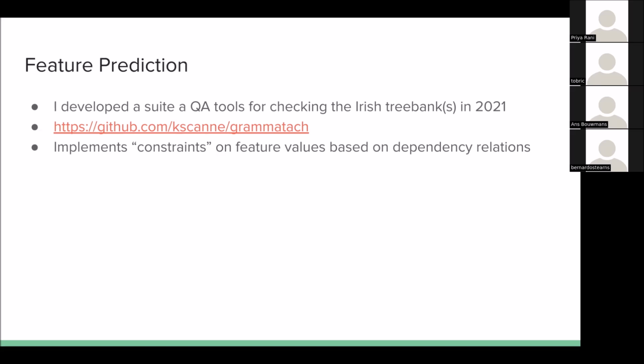So given the context, given the dependency parse and the relations and the feature values of surrounding words, we should be able to make correct predictions of every feature value for every token. We're not quite there, but it's probably in the high 90s, or 98 or 99% of the feature values can be accurately predicted.